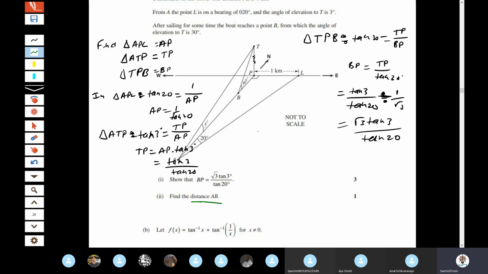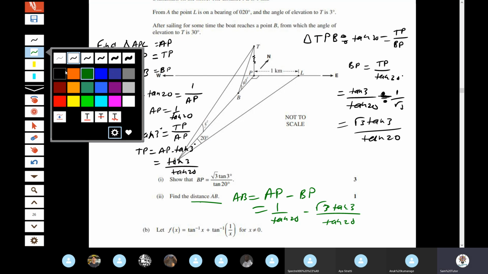Find the distance AB. What do we have? There's A and B. Well, obviously, AB equals AP minus BP. That was easy. AP is 1 on tan 20. BP is whatever we just found: root 3 tan 3 on tan 20.